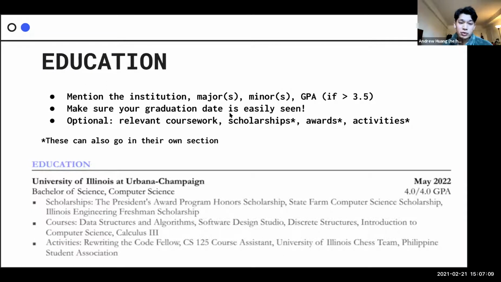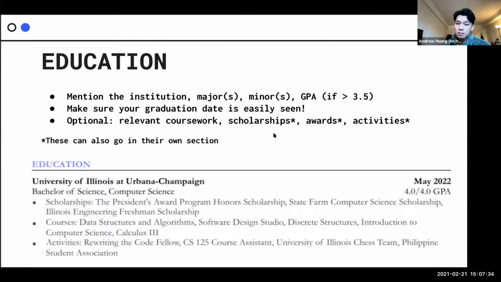Make sure you have your graduation date easily seen, especially if you're graduating soon, so they know when you should be available for a full-time role, because that is what they're ultimately trying to get you for. And optionally, you can have relevant coursework. This would include anything that's relevant to the role you're applying for. So you wouldn't want to include your text and ideas class or your freshman writing seminar.